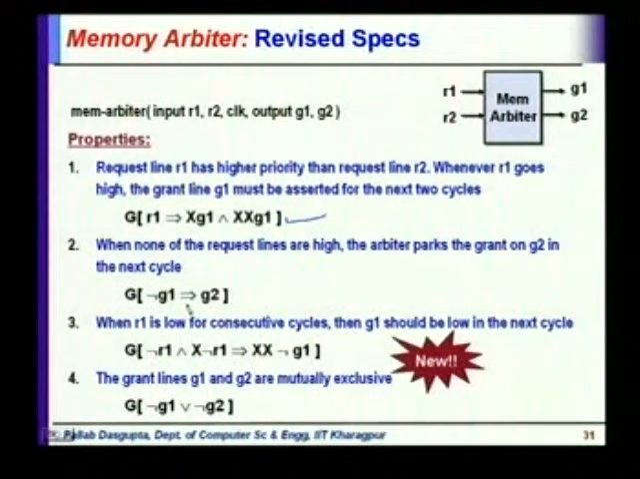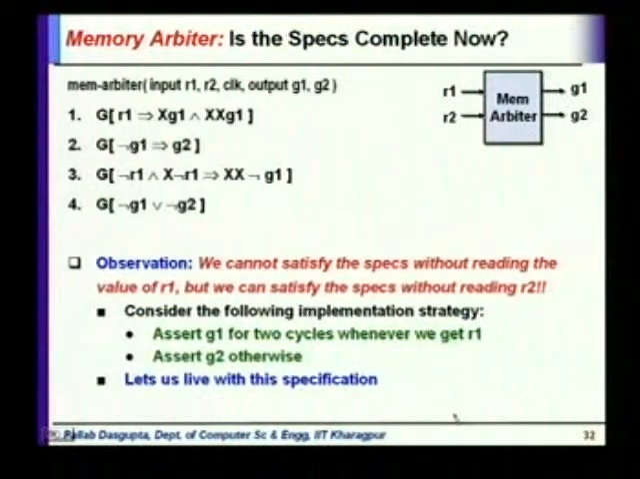Now when you lower G1, this property automatically means that you assert G2. So by specifying when G1 should not be high, we are also indirectly specifying when G2 should be high, because G2 is the default grant. Is this complete now? Now see, there is still a funny thing out here. We can satisfy this specification without reading R2. Now look at the specification here, that we have these four properties.